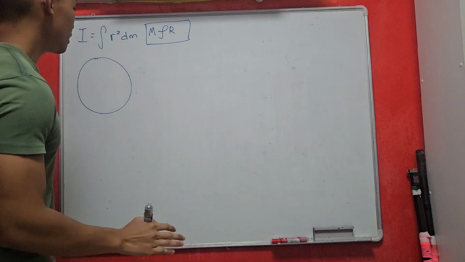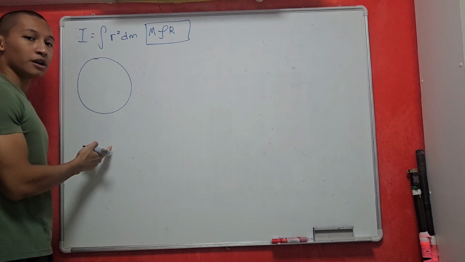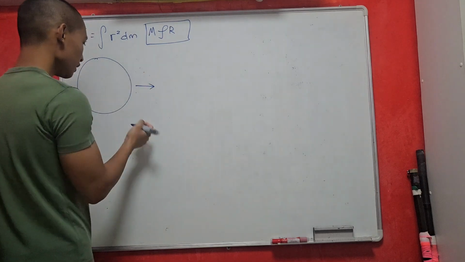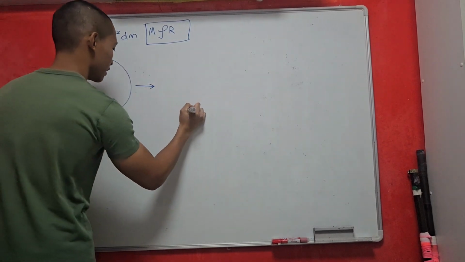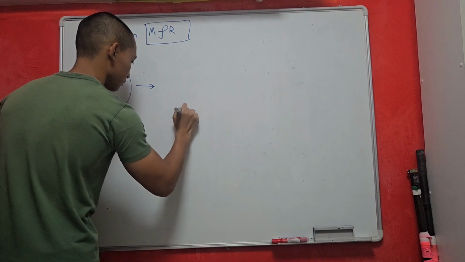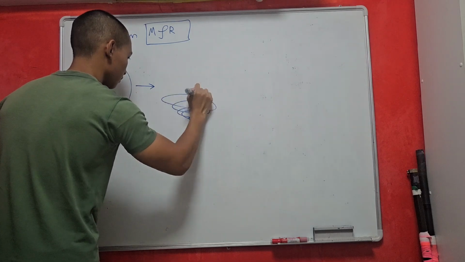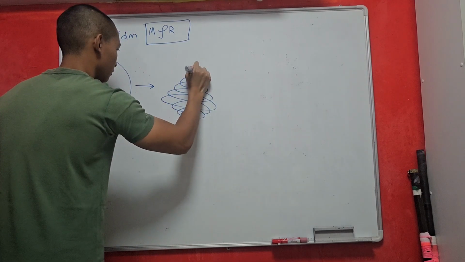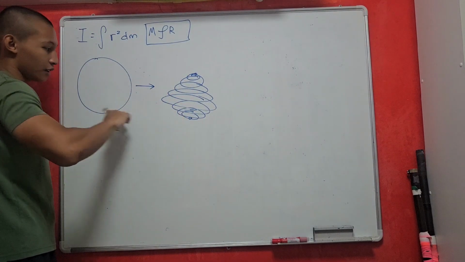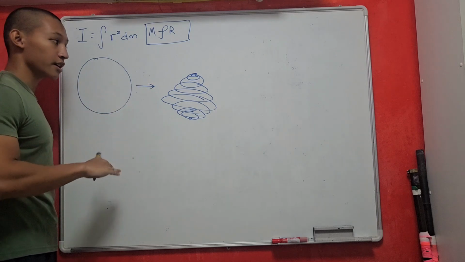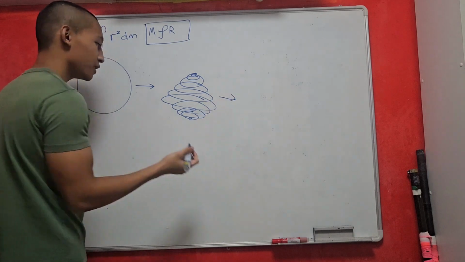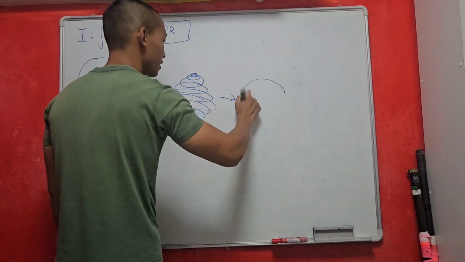Now, to tackle this question, we have to be able to imagine a sphere being made up of an infinite number of disks. What do I mean by this? If I were to cut up this sphere, I can actually represent it like this. You can imagine the sphere being made up of an infinite number of disks if I were to cut it into layers and layers and layers. But it doesn't stop there. One disk can also be visualized to be made up of an infinite number of rings.